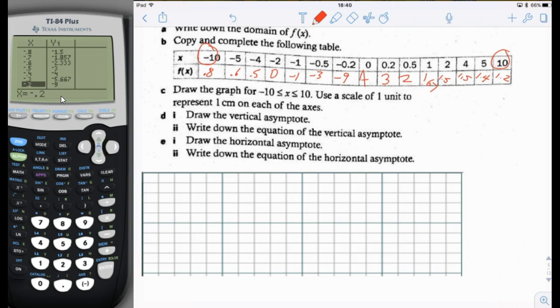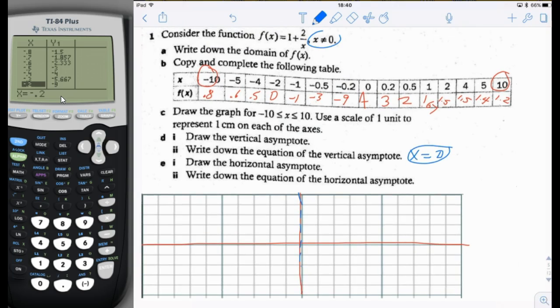Use a scale of 1 unit to represent 1 centimeter on each of the axes. So we're just going to use one of these squares for each. So I'm going to draw the axes here and here. Okay, draw the vertical asymptote. Actually, the vertical asymptote is right at 0, so I'm going to draw it with blue. Dotted line is blue. Okay. Write down the equation of the vertical asymptote. It's x equals 0. It's the opposite of x is not equal to 0, right?